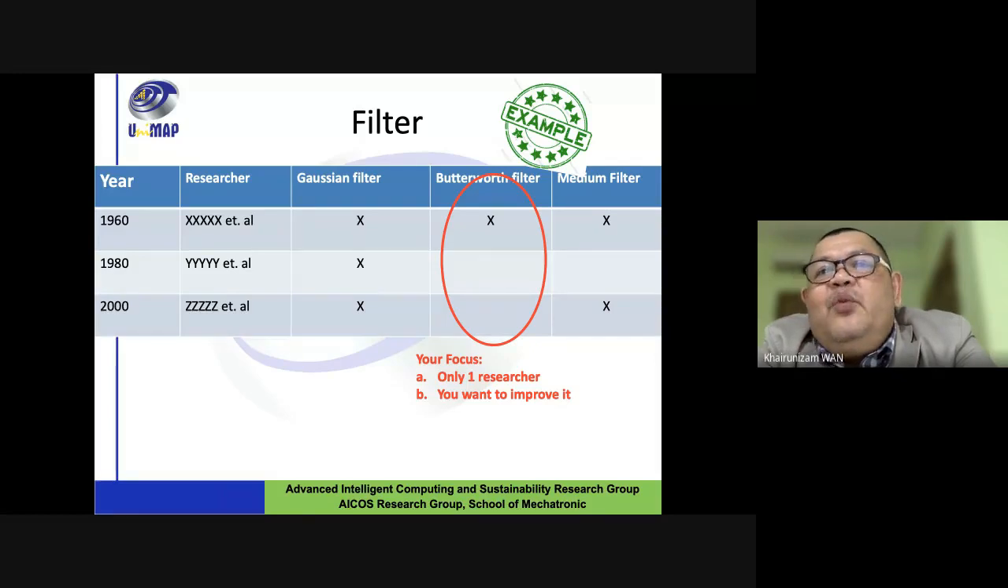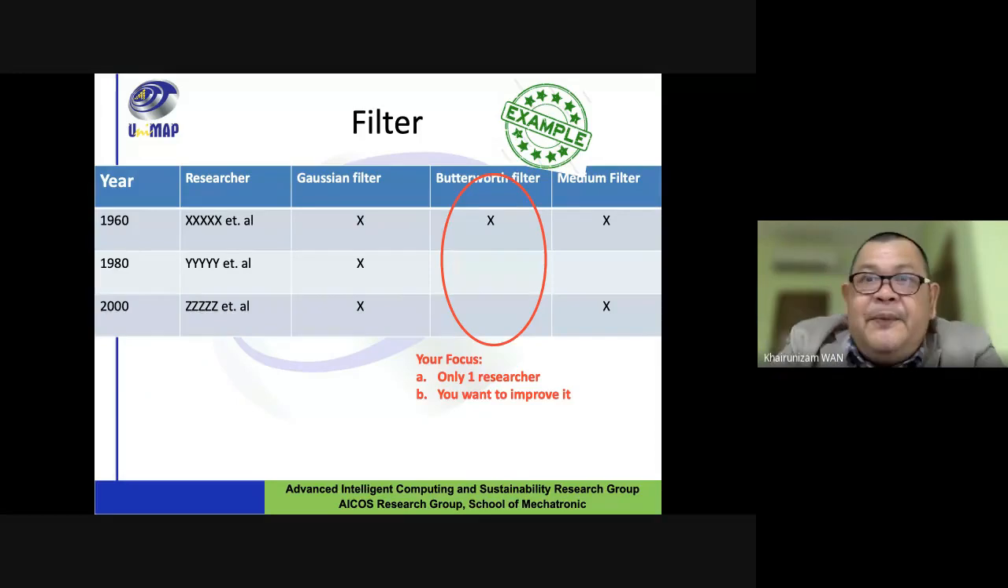Because only one researcher used it, we want to improve the capability of the Butterworth filter so that the accuracy of measuring movement of the body could be improved. Okay, so we choose Butterworth filter. We challenge that Butterworth filter and identify it as a problem.